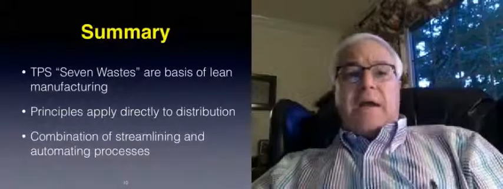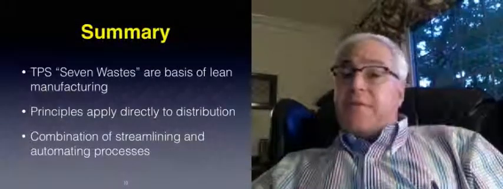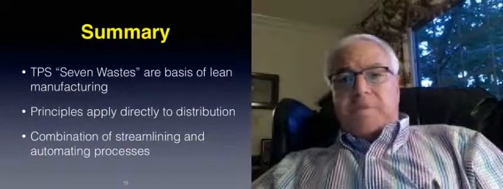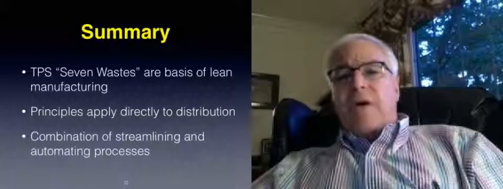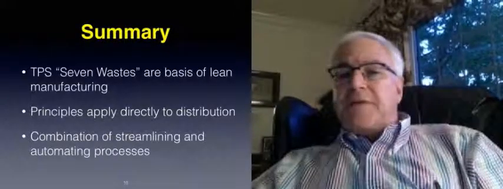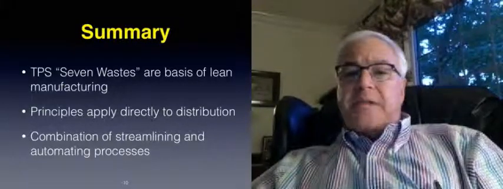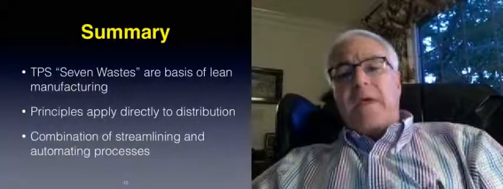So in summary, the TPS system identifies 7 wastes that are the basis of lean manufacturing. These principles directly apply to wholesale distribution, and therefore the opportunity there is a combination for us of streamlining and automating our business processes. Next week we'll talk about another area of the business.